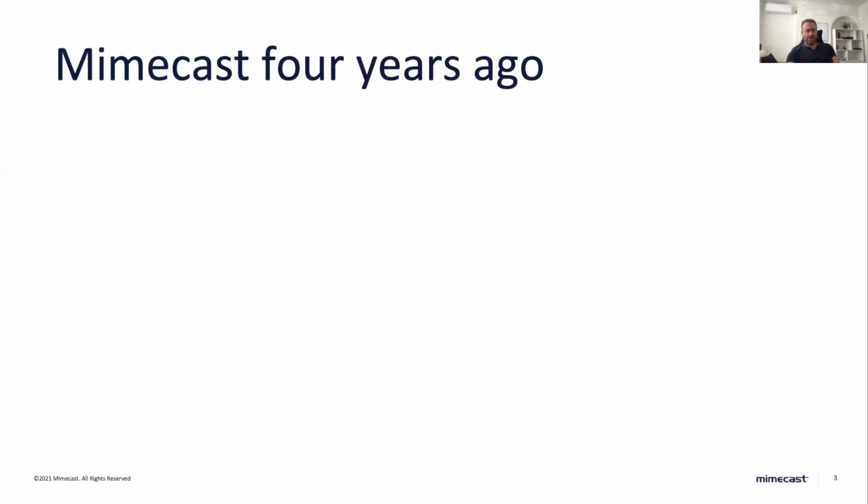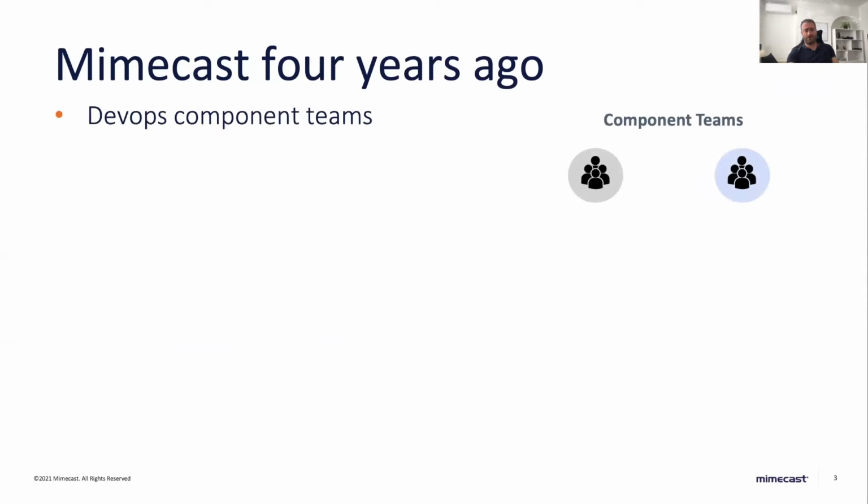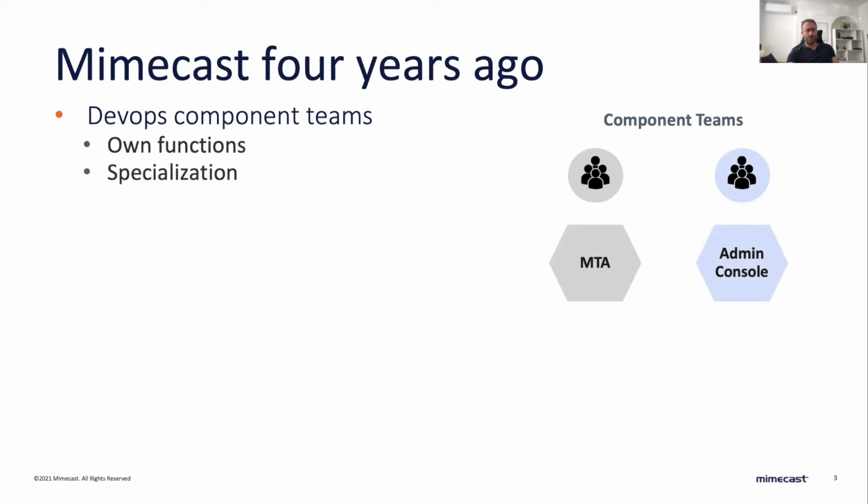So to start the journey, I'd just like to talk about what Mimecast were like 4+ years ago. Back then we had a series of DevOps component teams, and each of those component teams owned one or more functions, for example, a mail transfer agent or a UI admin console. And they got very good at that. That was their purpose. They had autonomy to change it. And they were the ones that had to get up at 2 a.m. in the morning to fix it if it went wrong. And we like to call that motivation.